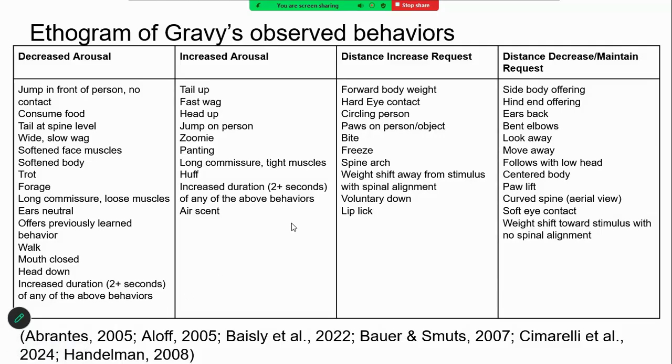So, here's some academic stuff, but an ethogram, this is a quick ethogram of Gravy's observed behaviors in this video. What an ethogram is, is a list. It can be just lists. I kind of like it in graph or table form. It's easier for me to conceptualize it, but it's essentially all of the behaviors that we see an animal do, categorized by the function of those behaviors.